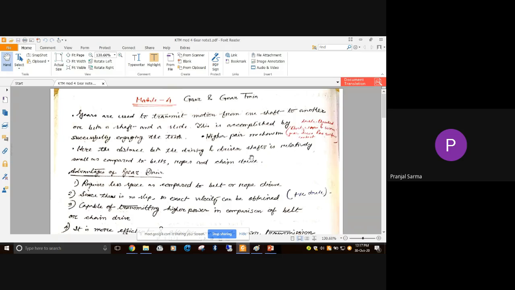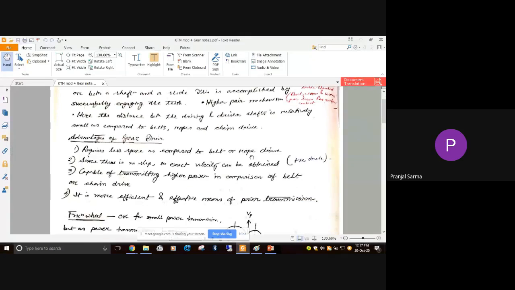So those things we have already discussed, and today we will be discussing some of the advantages of gear drive. The main advantage, also sometimes a limitation, is, as we have already discussed, the central distance between the shafts, which in case of our gear drive is generally less, okay. And the advantage is that it requires less space as compared to belt or rope drive, okay.